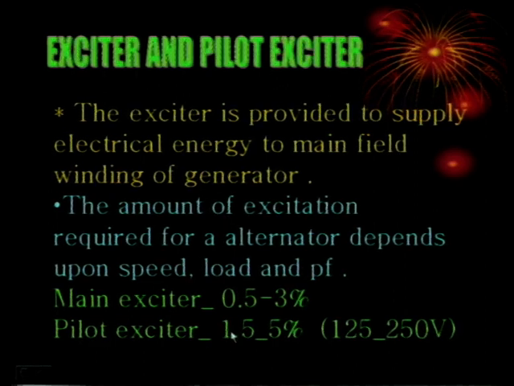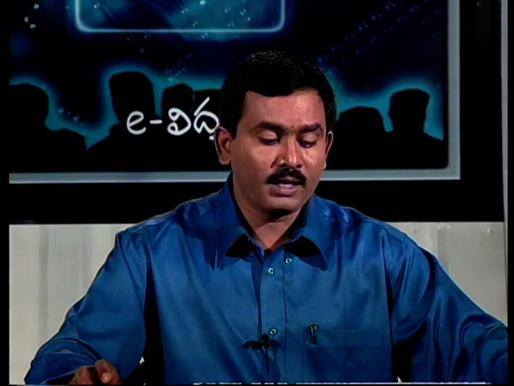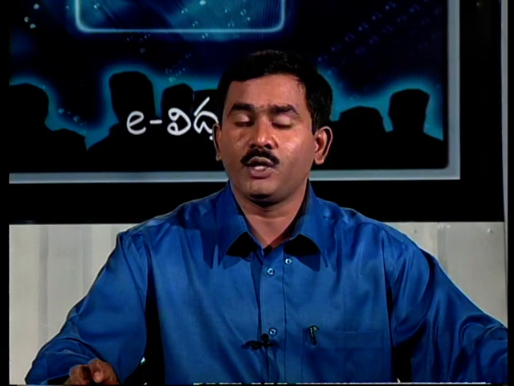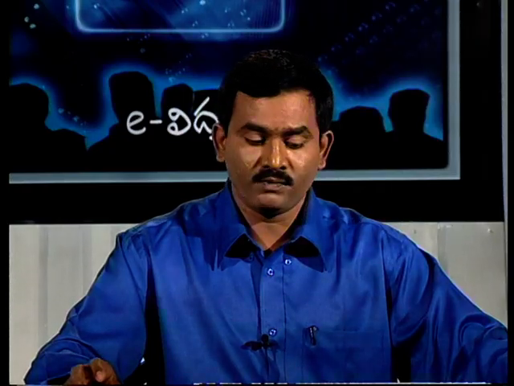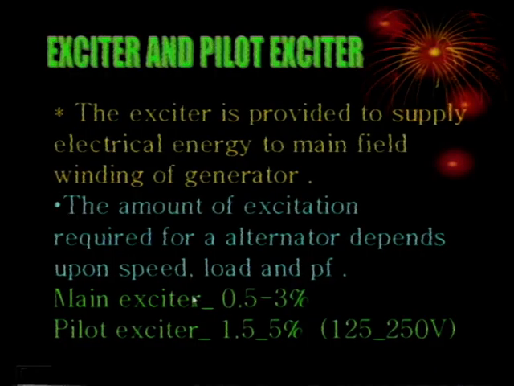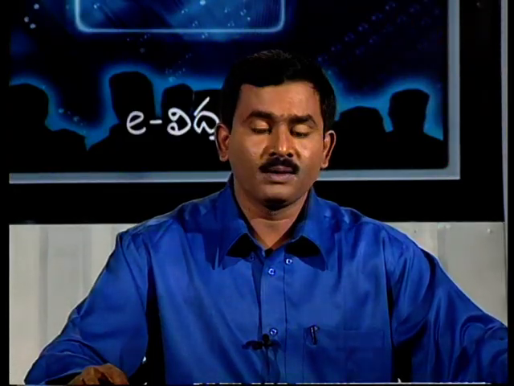Its capacity is 1.5 to 5% of the main exciter capacity. For example, if you are taking a 100 megawatt unit, we require nearly 500 kilowatts of compound generator for DC supply to the main generator. To assist this main exciter, we require nearly 7.5 kilowatts of DC compound generator for excitation of the main exciter. This is very important for generators.